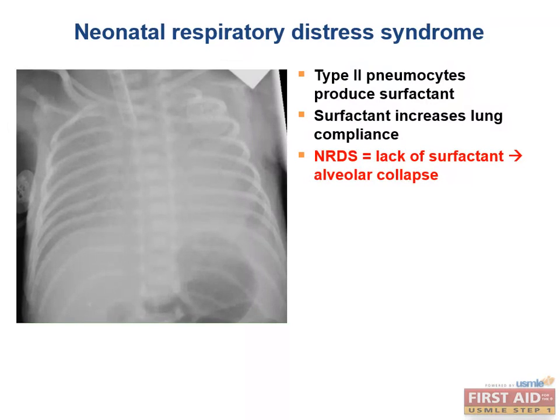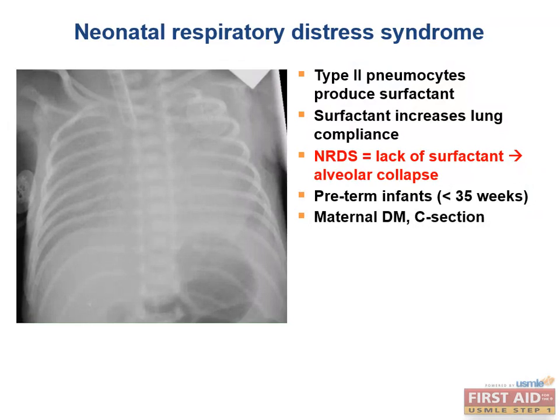The deficiency in surfactant, due to the immaturity of the neonate's lungs, leads to an increase in surface tension, decreased compliance, increased work of breathing, and ultimately alveolar collapse. On this chest x-ray, you can see these diffuse interstitial infiltrates. So who's at risk for NRDS? Classically, it's preterm infants, especially those born before 35 weeks. Other risk factors include maternal diabetes and C-section.